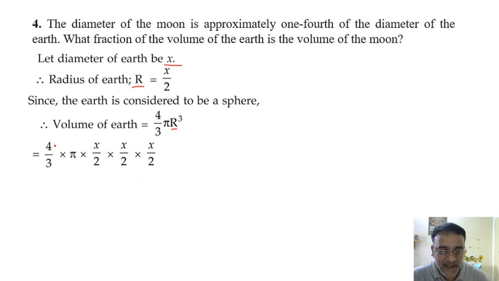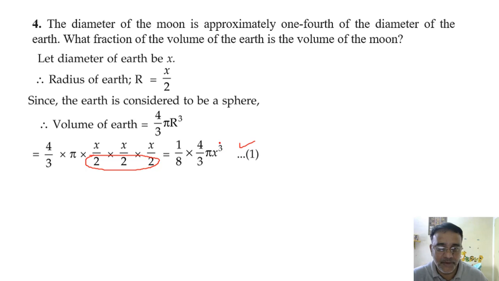Okay, so we can cancel 4 here. Otherwise what you can do, wait, don't cancel 4, this whole thing will become 8. Look, so we will take 1 by 8 outside. 1 by 8 into 4 upon 3 pi x cube. Let it be equation number 1. Okay, because this will help us when we take the fraction. Whether this is clear? Yes, sir.